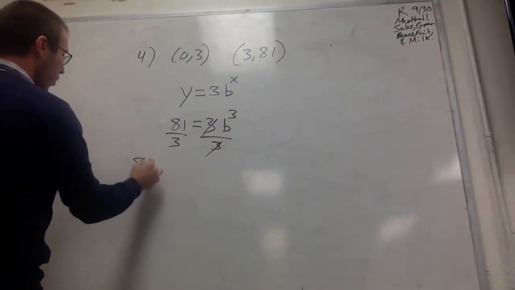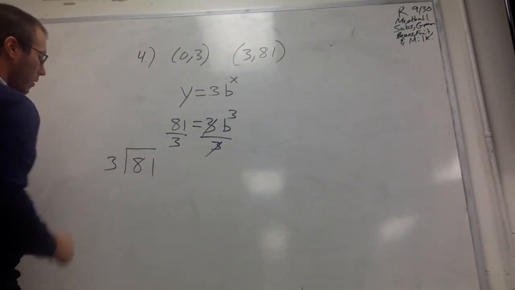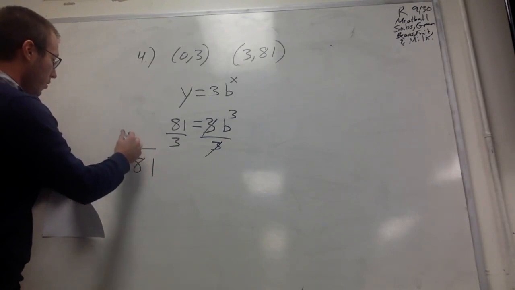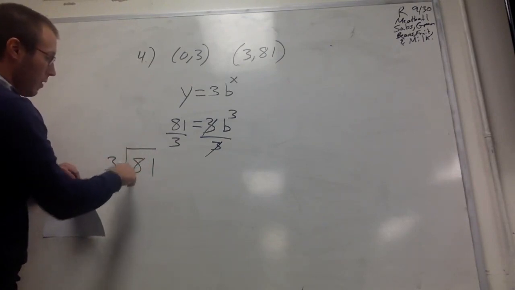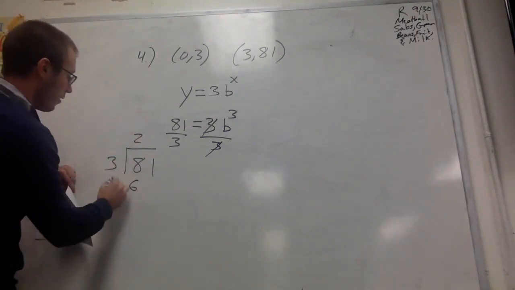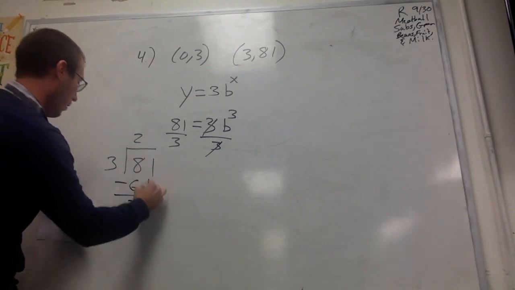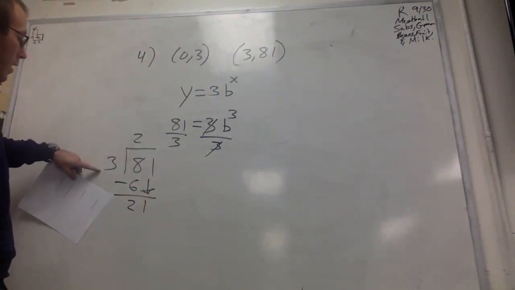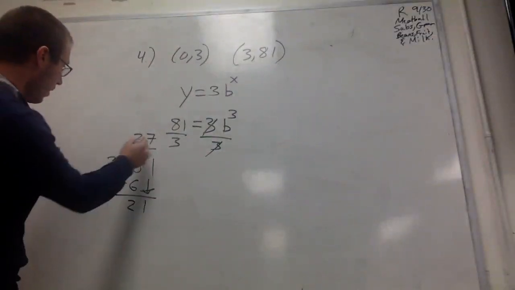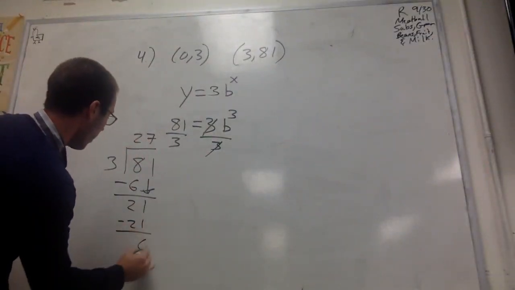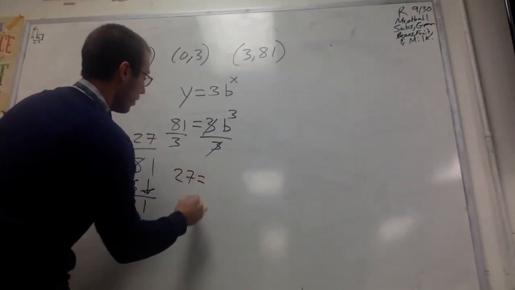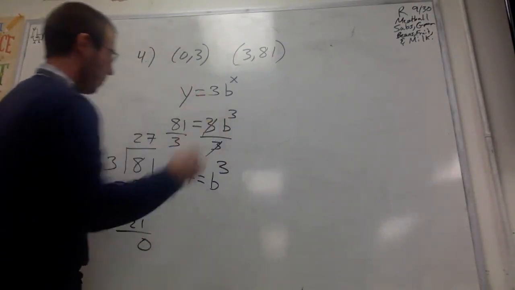So I'm going to go 81 divided by 3. If I put a 3 here, it's too big because 3 times 3 is 9. 9 is bigger than 8. So I'm going to put a 2. So get 2, 6. 8 minus 6 is 2. 20. Bring down the 1. And then 3 times 7 is 21. So I go a 7 here. So I have 7 times 3 is 21. I subtract that off, 0. So I get 27 over here. 27 equals b to the power of 3.